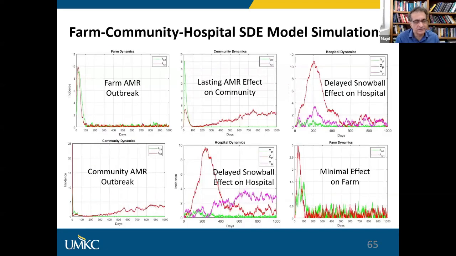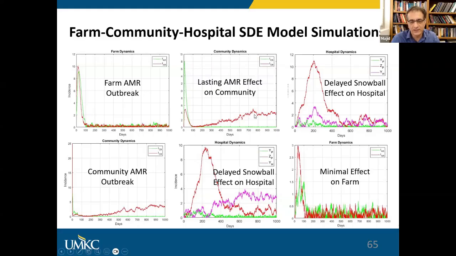And here you go. Through tens of thousands of simulations, we can see that an AMR, antimicrobial resistant outbreak in a farm can cause a lasting outbreak in a community. And eventually, it can get to our healthcare system and cause outbreaks in there. The numbers here are very small because the population that we looked at was a small population. So you can see that 10 infected animals can result in 5 infected in a case. So this can be interpreted as an endemic situation.